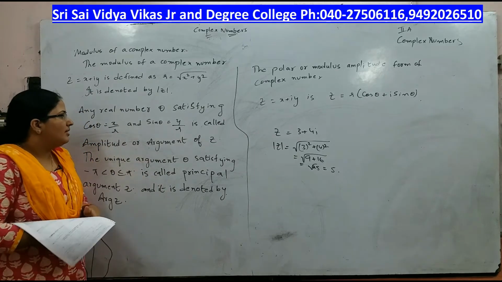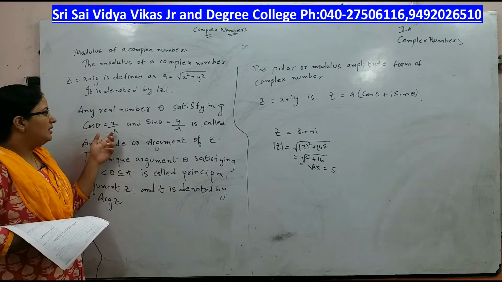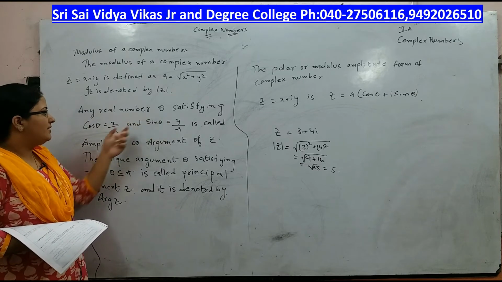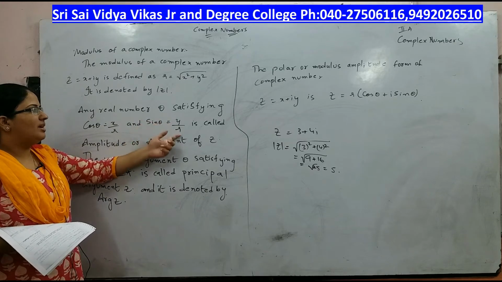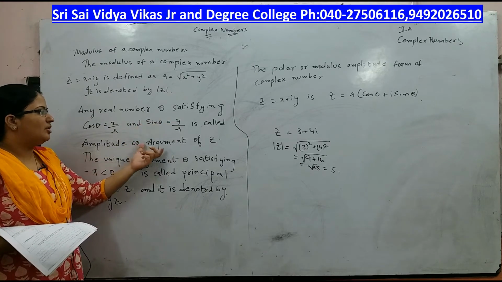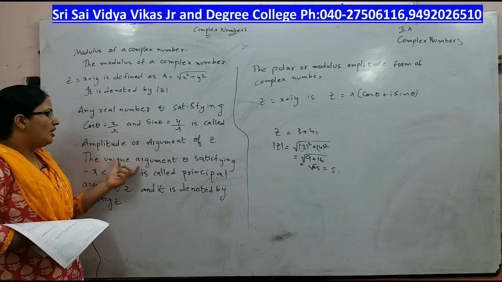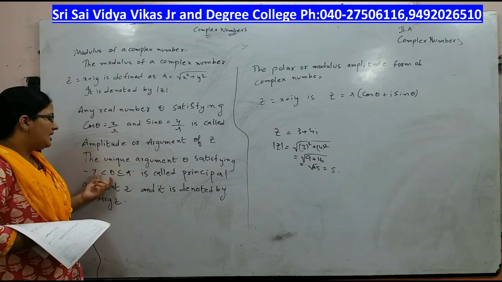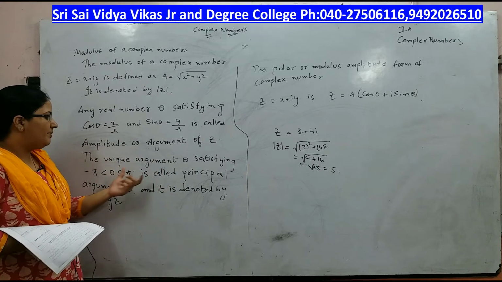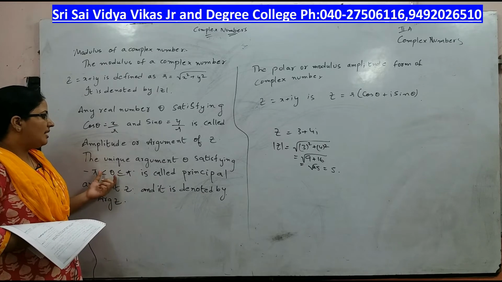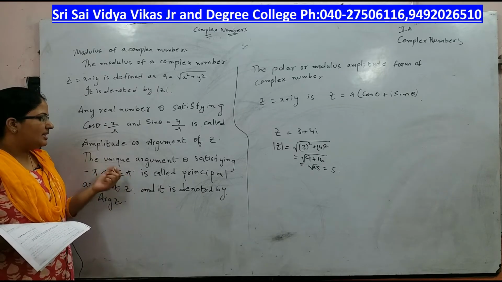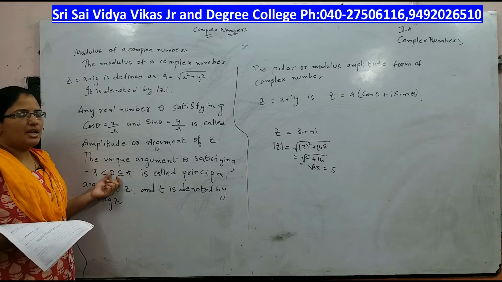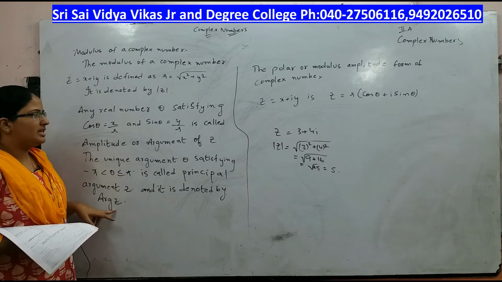Next, our next definition is of amplitude. Any real number theta satisfying the equation cos theta is equal to x by r, sin theta is equal to y by r is called the amplitude or argument of z. The unique argument theta lying between minus pi to pi is called the principal argument. If theta particularly lies between minus 180 to plus 180, then that theta is called the principal argument. It is denoted by arg z.